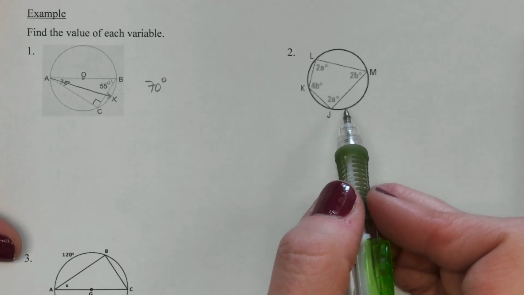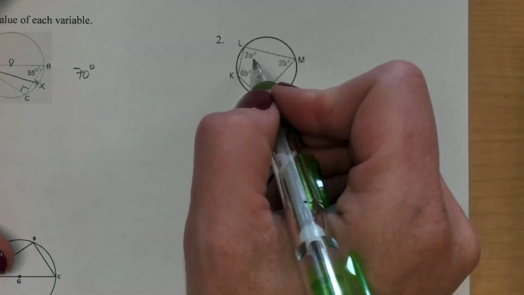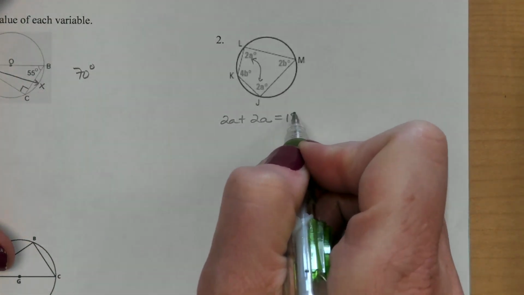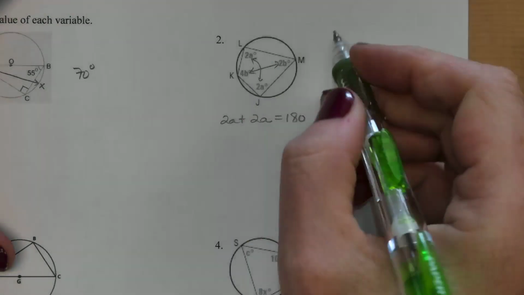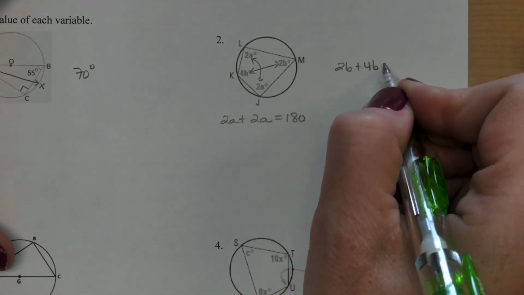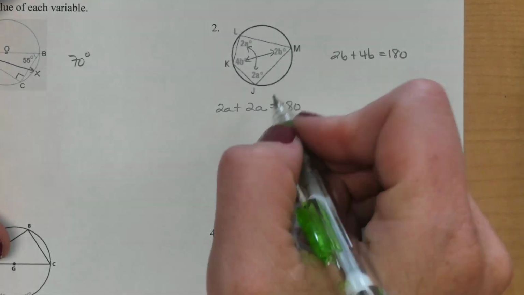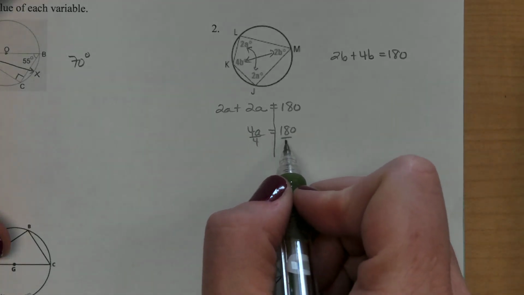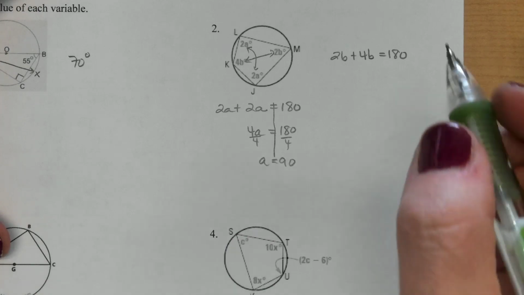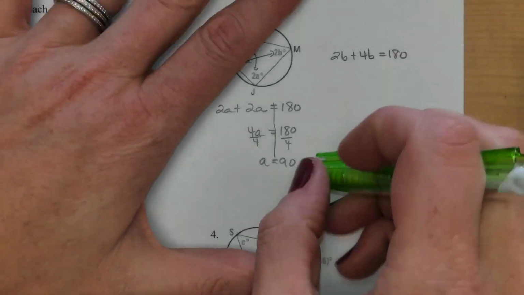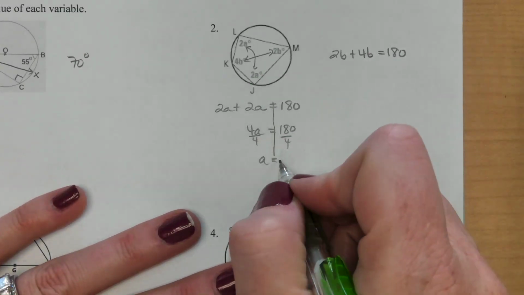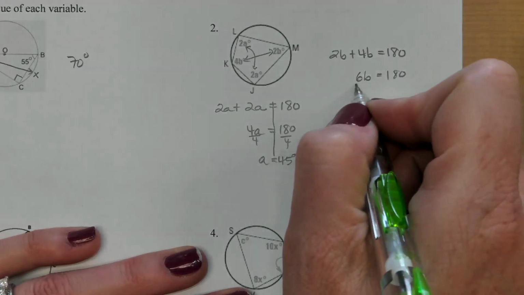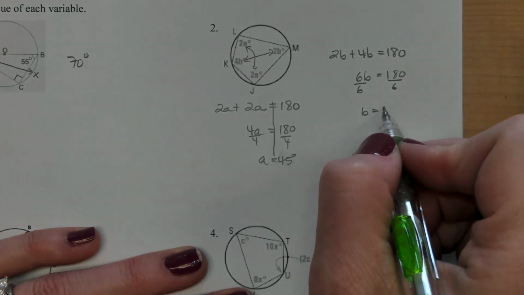Next up, we've got our first quadrilateral inside of a circle. So we're going to take our opposite angles, add them up, and equal 180. So just two different problems for us to solve. We've got 4a equals 180. Divide by 4, a is 90. Oh my gosh, I can't do math. A is 45, sorry. 2b plus 4b is 6b. Divide both sides by 6, and b is 30.